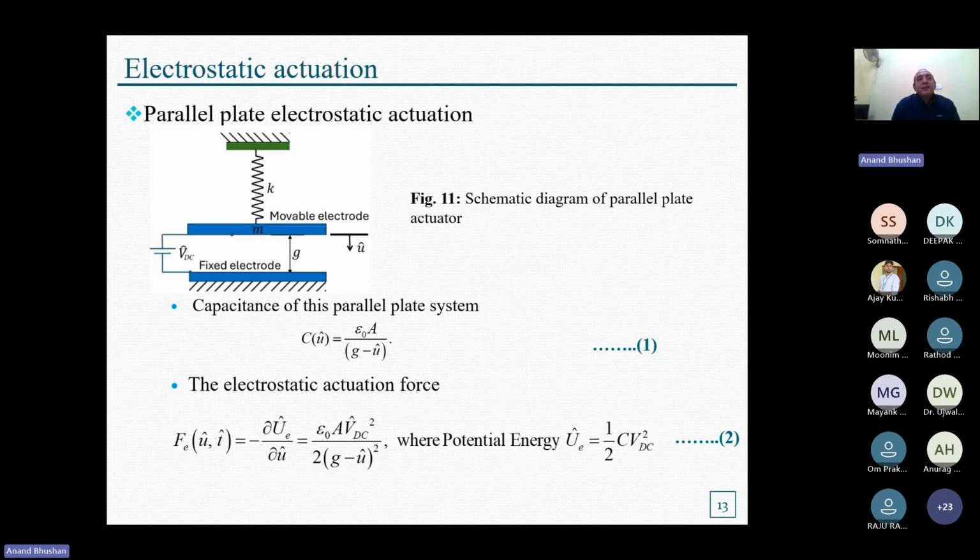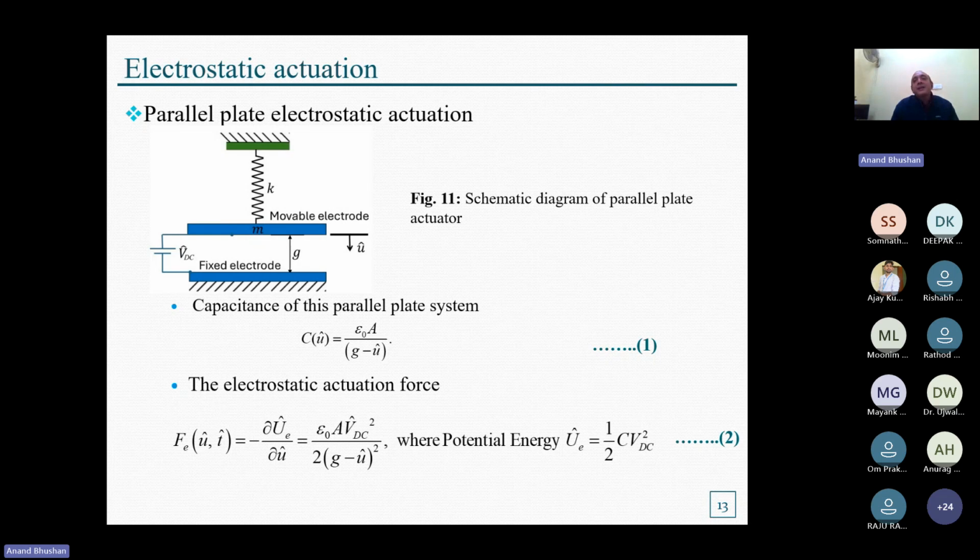So next we discuss the electrostatic actuation principle. What we showed in the last slide is a micro beam which is made to deflect by applying a nearby electrode. This particular principle we first discuss in detail, mathematically, with a simplified model, which is in figure 11.